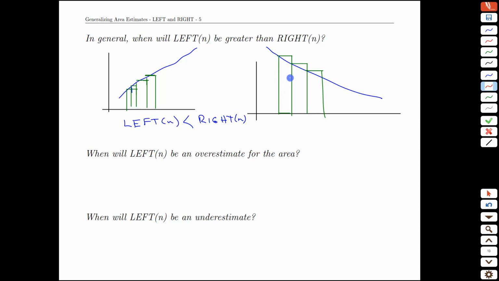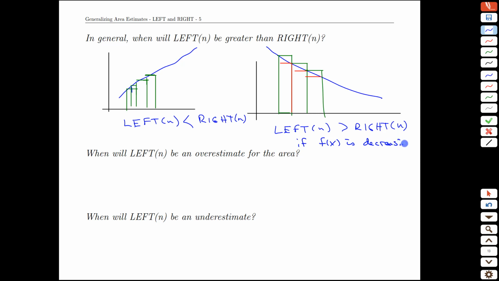And if you compare it with the right-hand rule, on this interval we'd go up to the graph and then build it backwards. We would get the red rectangles in that scenario. That would lead to the left-hand rule, which is in green, being always larger than the right-hand sum. Left-hand sum would be bigger than the right-hand sum if the function is decreasing. And over here, if the function is increasing.